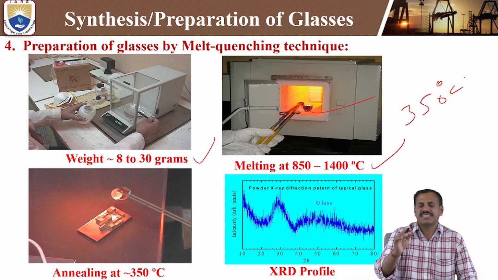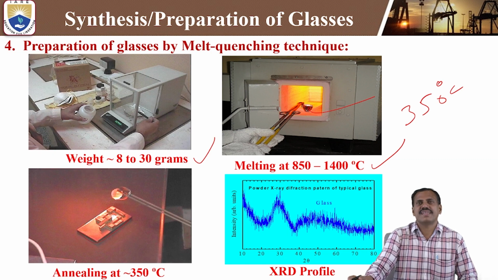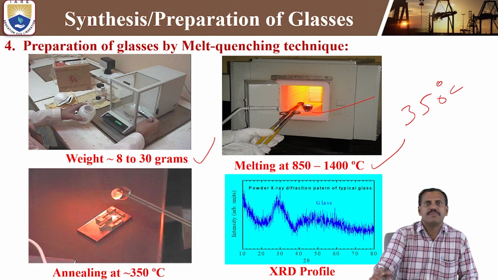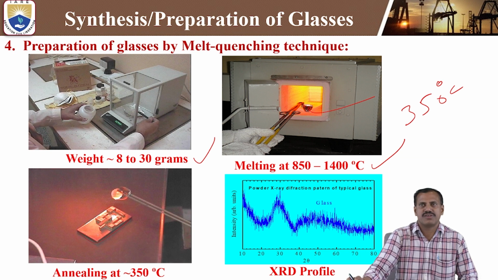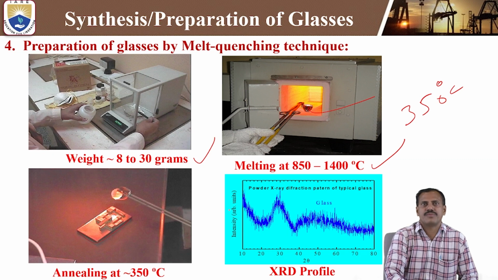Because we are using the melt quenching technique, we prepare the melt at high temperature and it must not suddenly come to room temperature. If it suddenly comes to room temperature, the glass material will break, and all its optical properties will change. That is why we keep it in a preheated brass mold at 350 degrees centigrade. After pouring into the brass mold, we can do annealing.